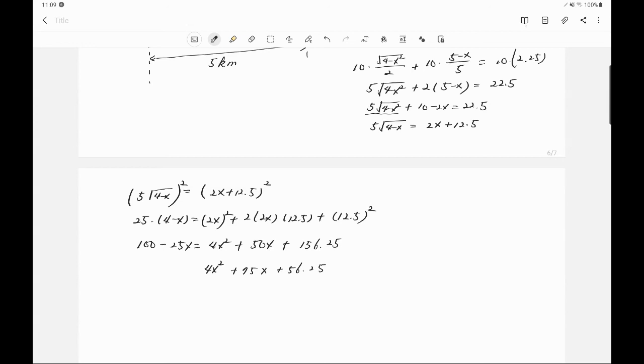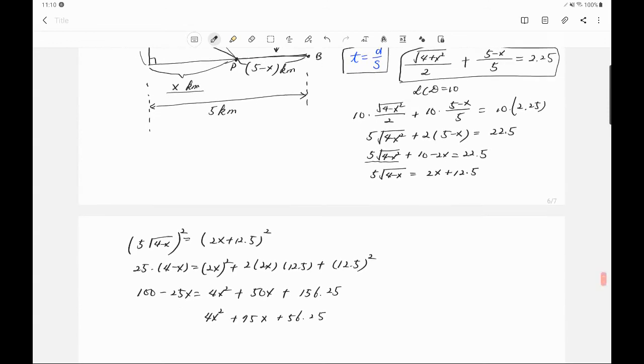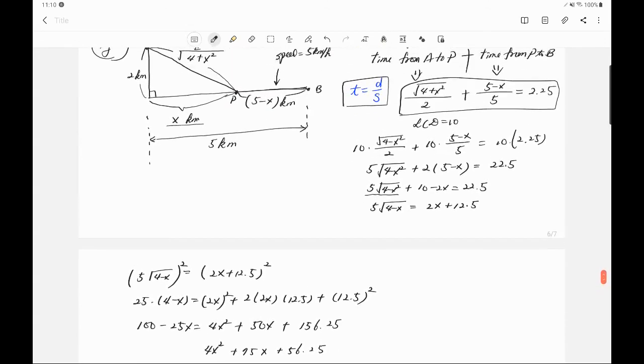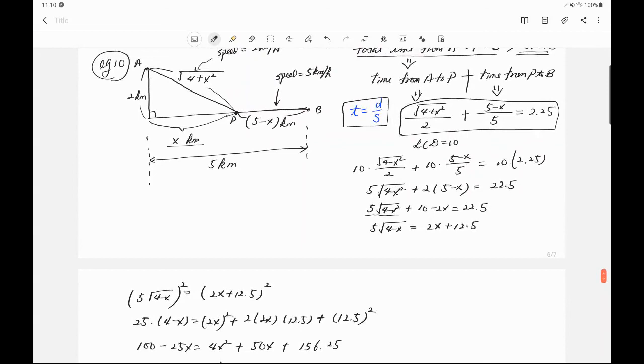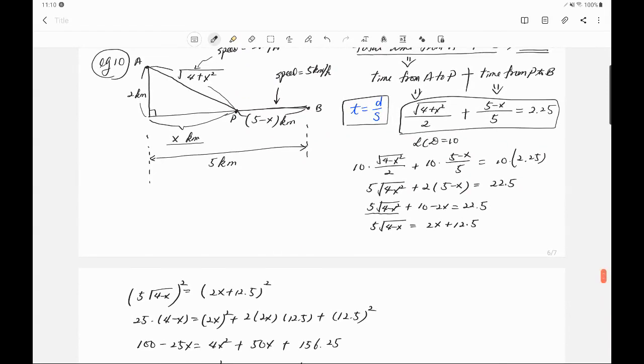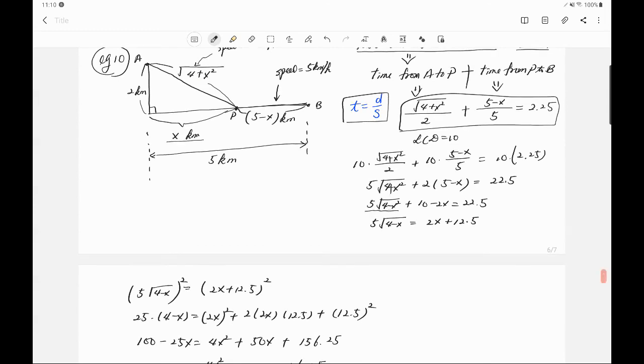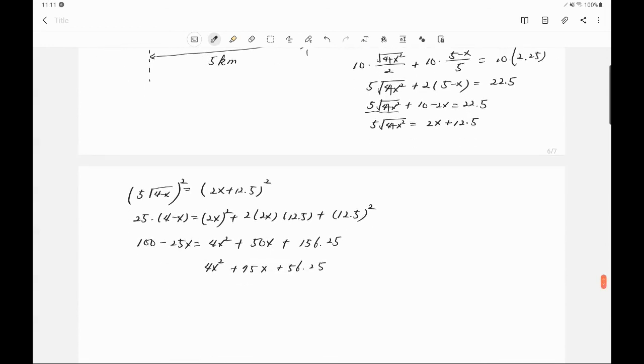Let me check if this is correct. All right, there's a mistake. Let's go back. The distance from A to P is the square root of 4 plus x squared, right? So this one should be 4 plus x squared, and this will be 4 plus x squared again. Then finally, this will be plus 25x squared, right?